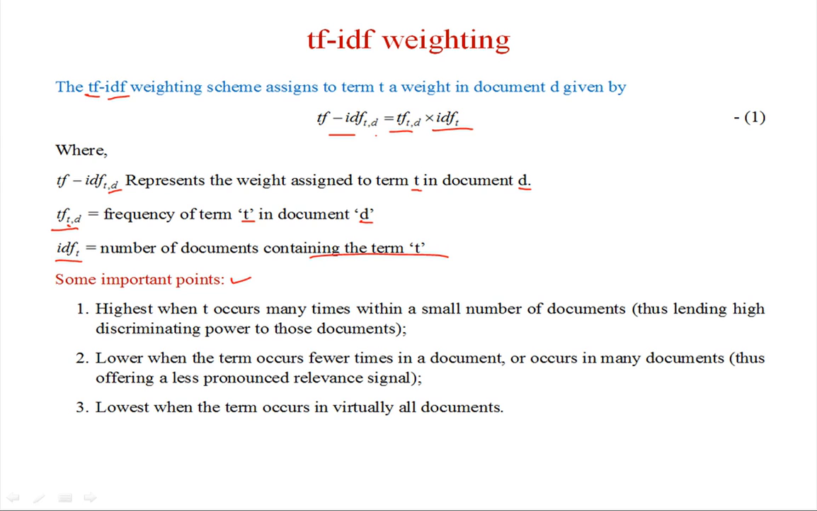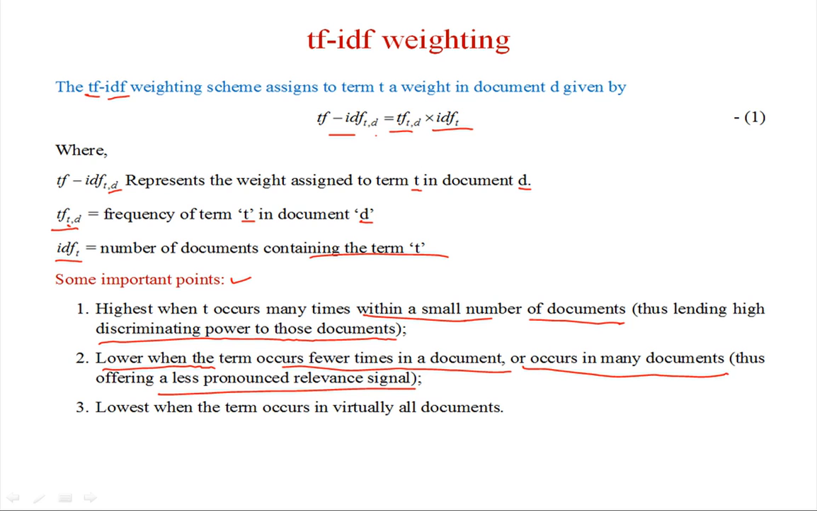Some important points: the value is highest when term t occurs many times within a small number of documents, thus giving high discriminating power to those documents. And the value of TF-IDF will be lower when the term occurs fewer times in a document or occurs in many documents, thus offering a less pronounced relevance signal. It will be lowest when the term occurs in virtually all documents.